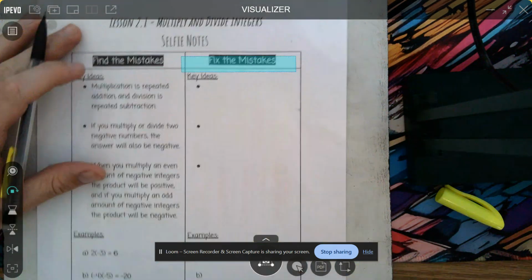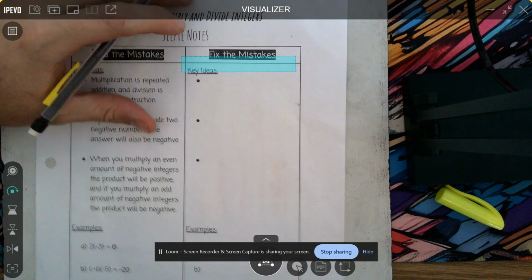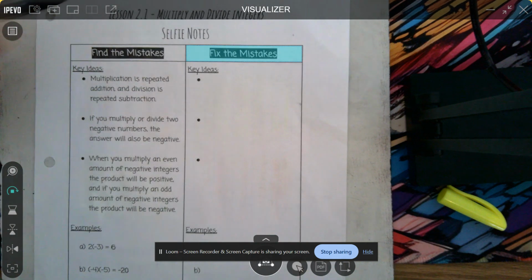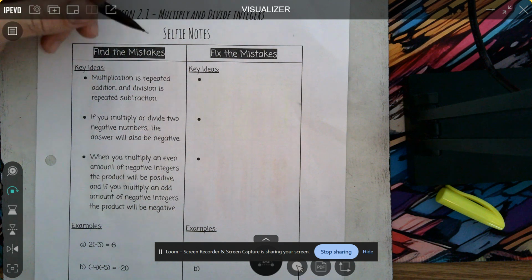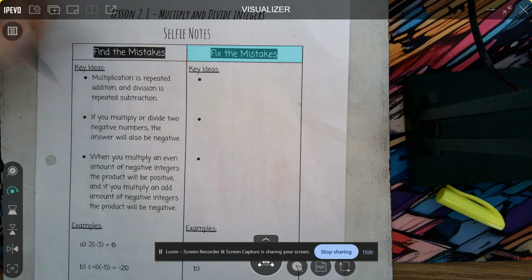All right, we're going to flip over our paper and do the backside now. This is a selfie note. It's going to go by pretty quick here. We just learned when you multiply or divide, same signs, you get positive answers. Different signs, you get negative answers. So let's read the first one. We're finding our two truths and a lie. We're going to box in our truths and X out our lies.